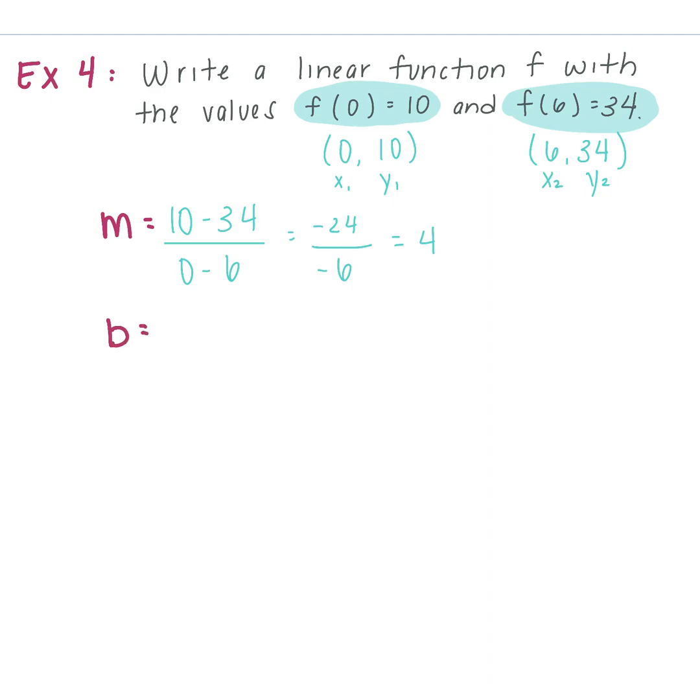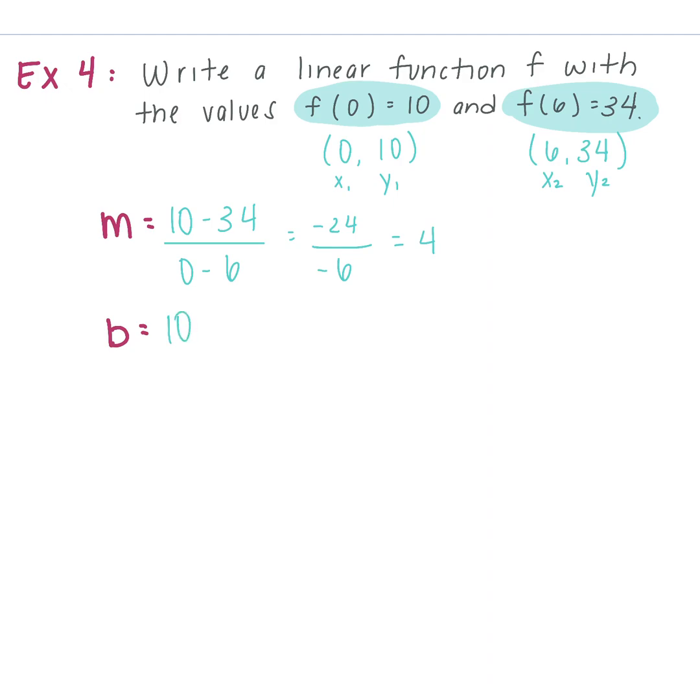Which one is my intercept? What's the value of my intercept from those 2 points? 10. Exactly, yeah. It's the y value where my x is 0. So my y-intercept is 10.